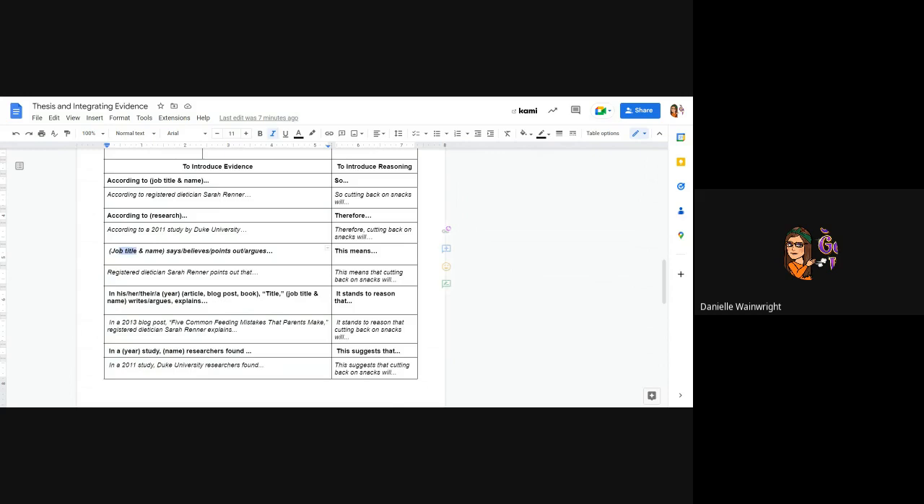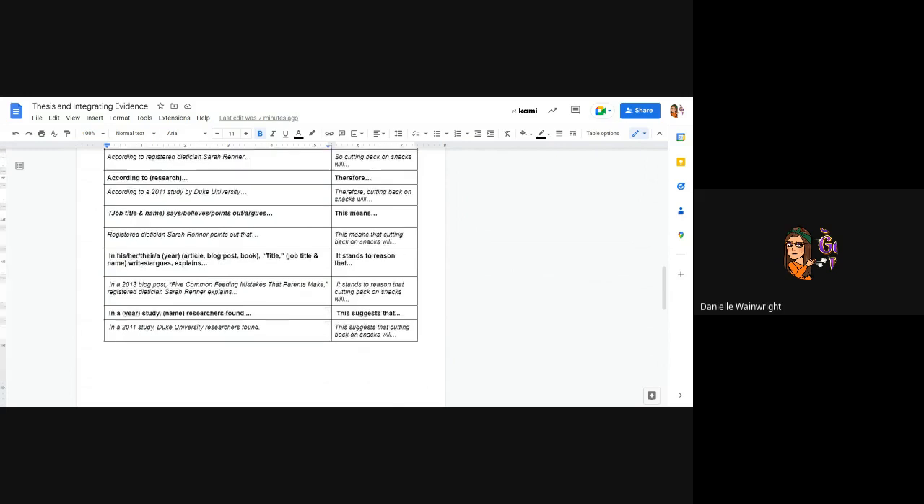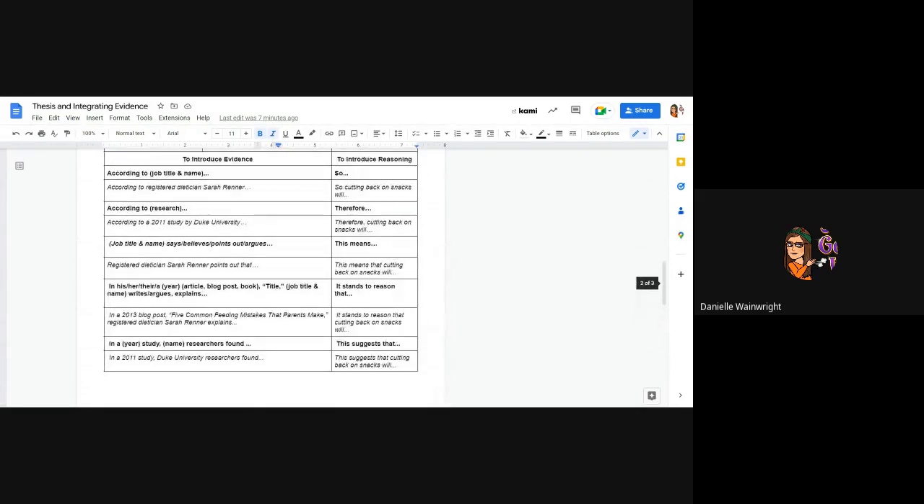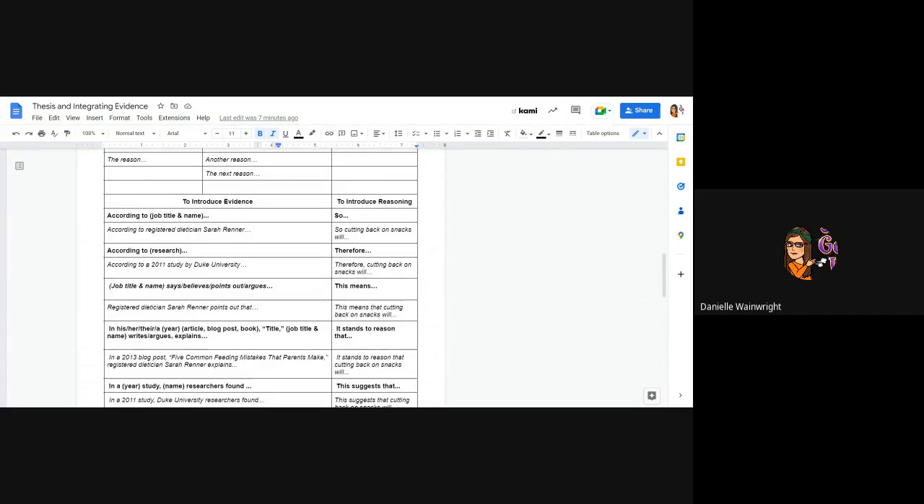You could say "according to blank research." You could start with the job title and name and then say believes, argues, whatever. You could reference someone's book and put the book title plus their job title. And then you can also name a study. So I think I went with a person with a job title for the surveillance. So FBI agent Tina Sinclair argues, right? I pulled that right out of the graphic organizer.